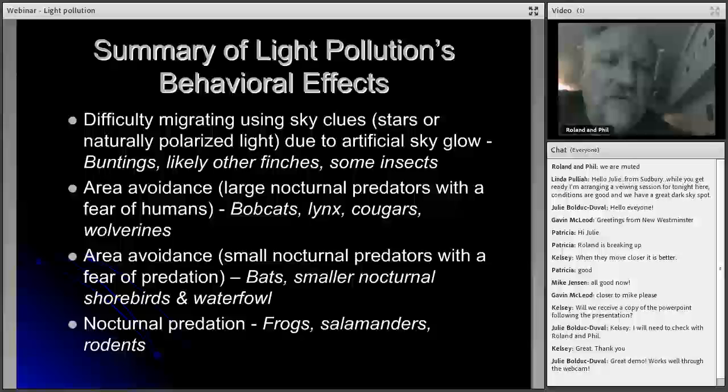Small animals will avoid an area due to the chance of predation. And so we've got bats and some of the smaller nocturnal shorebirds, some of which we talked about, and waterfowl are in that. Of course, the kangaroo rat is in there. And also the nocturnal predation in general. Even if the animal cannot avoid the area, their rate of being eaten is much greater just because of the artificial lighting.